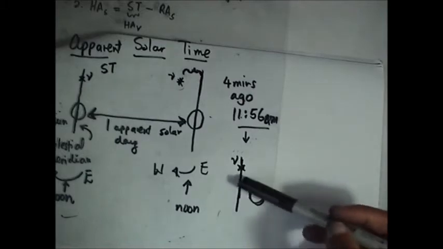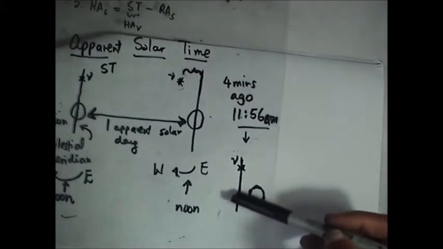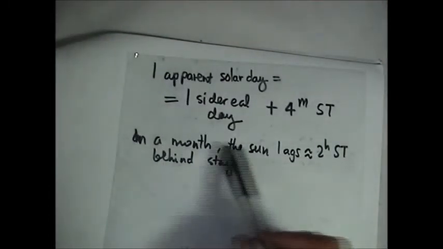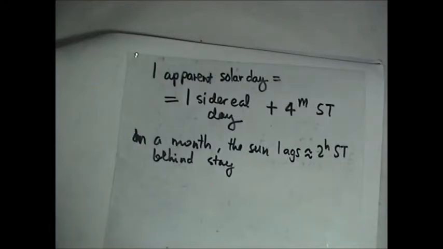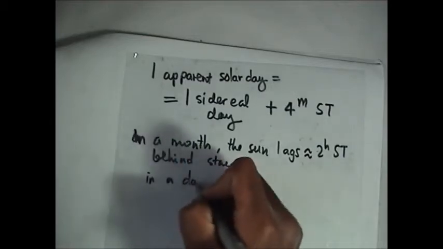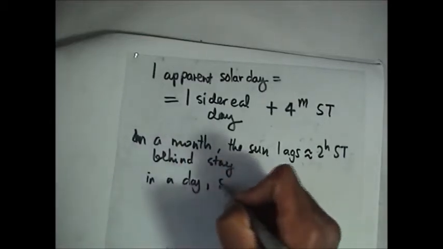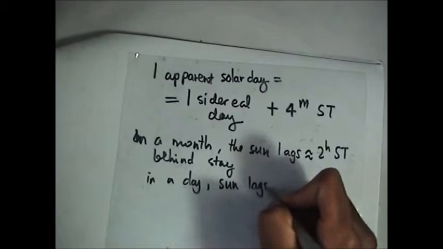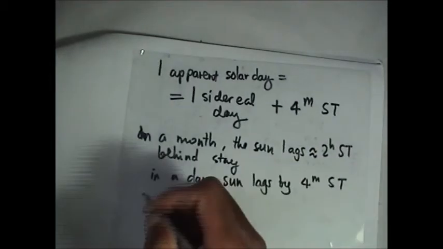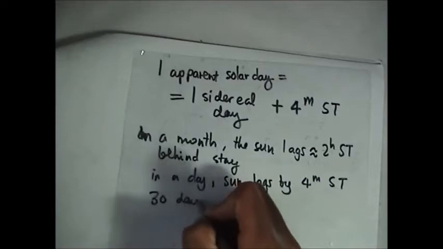But you want to see that in a month that is going to add up to 2 hours. It makes sense, isn't it? Because we're considering a month that is made up of 30 days. In one day, the sun lags by 4 minutes sidereal time. What about in 30 days?